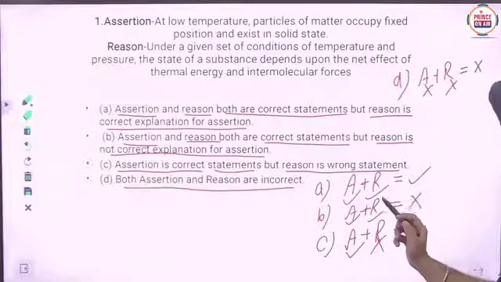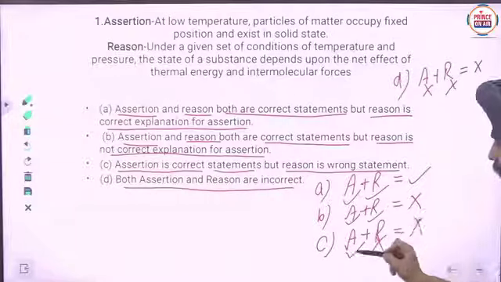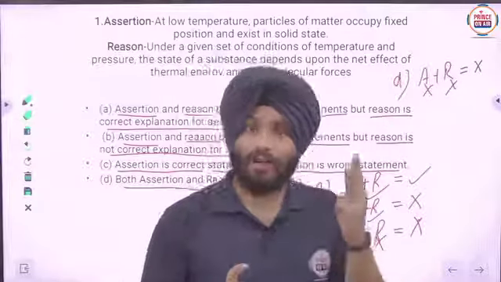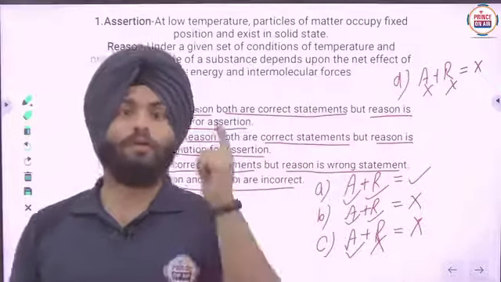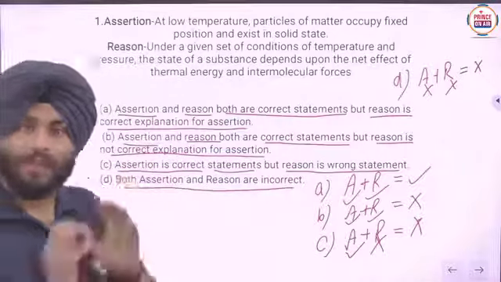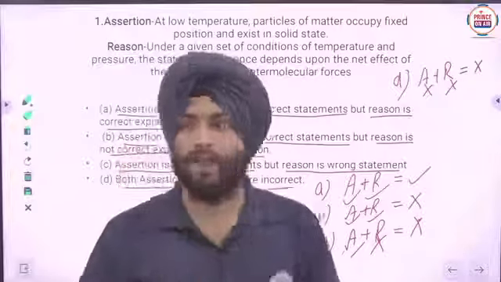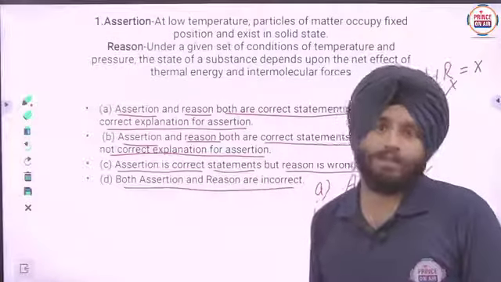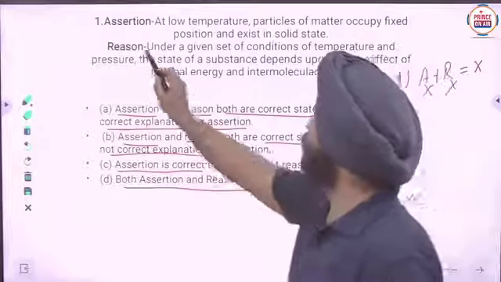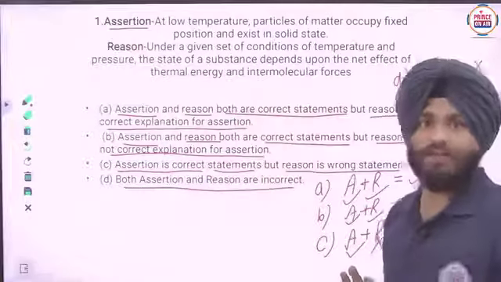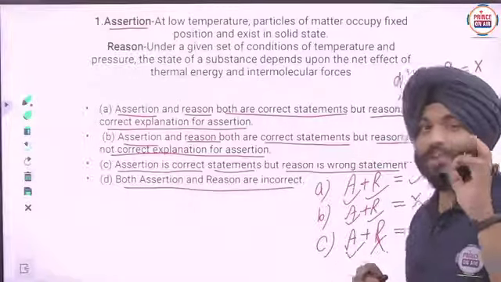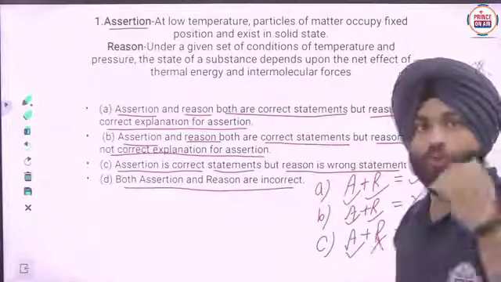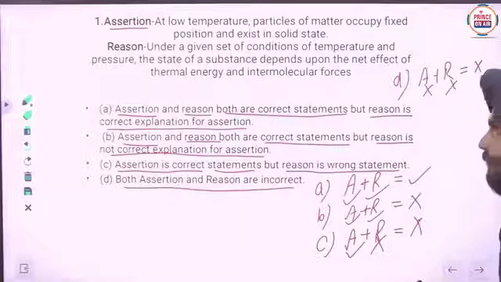So you can see the pattern: 3 correct, 2 correct, 1 correct, 0 correct. In this way you can learn the trend to solve assertion-reason based questions. Now you can see the question. This is the best trick to learn. If we discuss the question, you can understand it in the proper way.